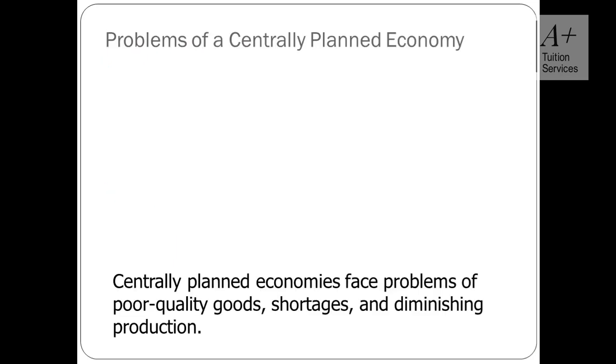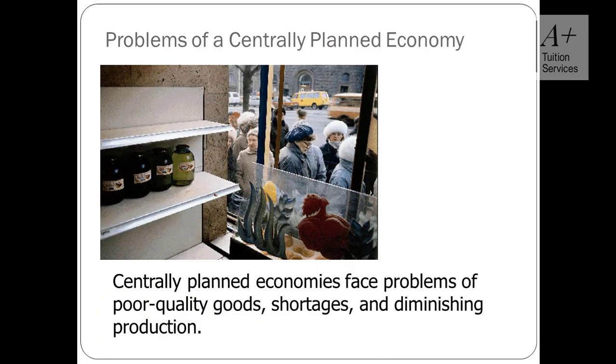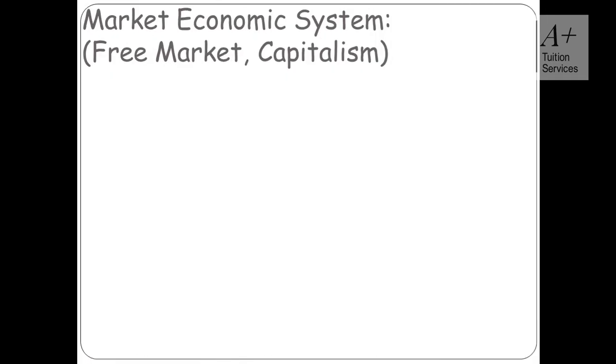We have problems of a centrally planned economy. Centrally planned economies face problems of poor quality goods, shortages, and diminishing production. Because they only produce one thing and so forth, they tend to have a lack of resources where materials are concerned, and they eventually produce poor quality goods because they will now be producing one thing over and over, and they find cheaper and easier ways to do so. And because they are only producing one thing, some goods will fall under shortage.